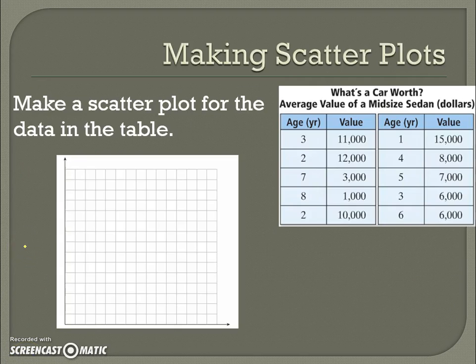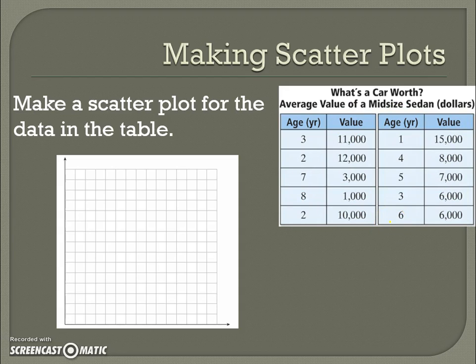Let's keep going. Okay, it says making scatter plots. Make a scatter plot for the data in the table. So we have what's a car worth? Average value of a mid-sized sedan in dollars. So we have ages here, and then we have the value here in dollars.